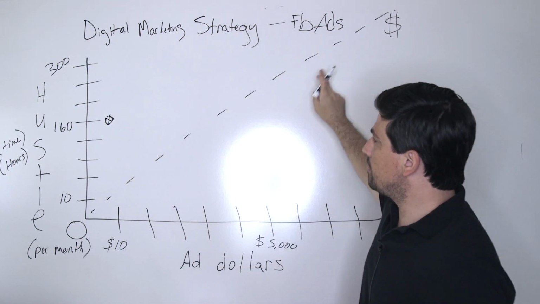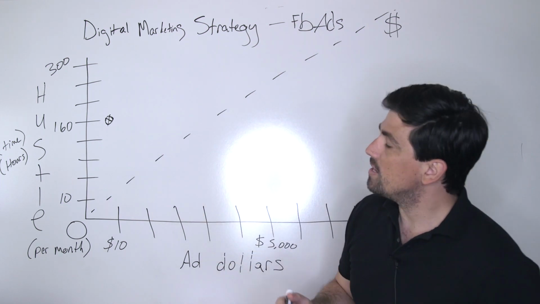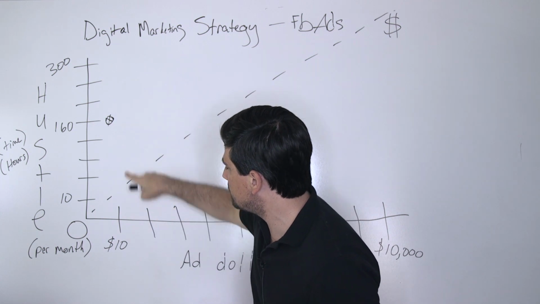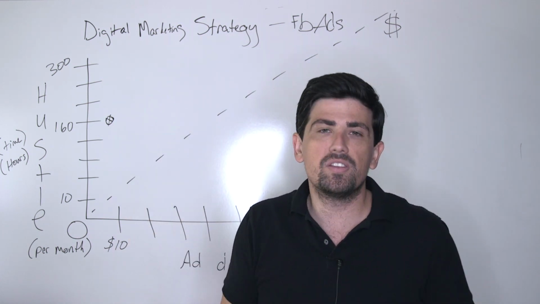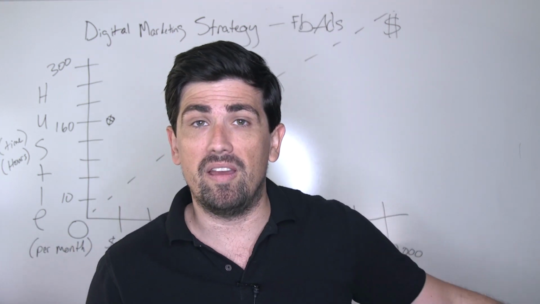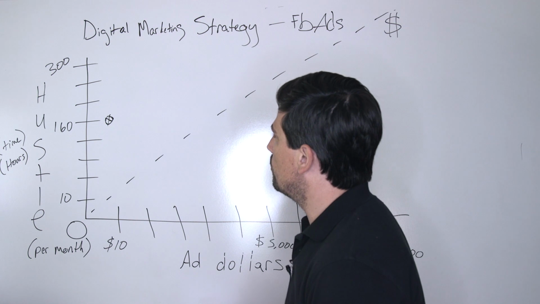So you're pretty far from the money line. This distance to the money line is pretty far. So you could be hustling 160 hours, but you're only spending like $10 in advertising. So you're only spending $10 a month in advertising. You're not going to be close to the money line. You're not going to be where you want to be.